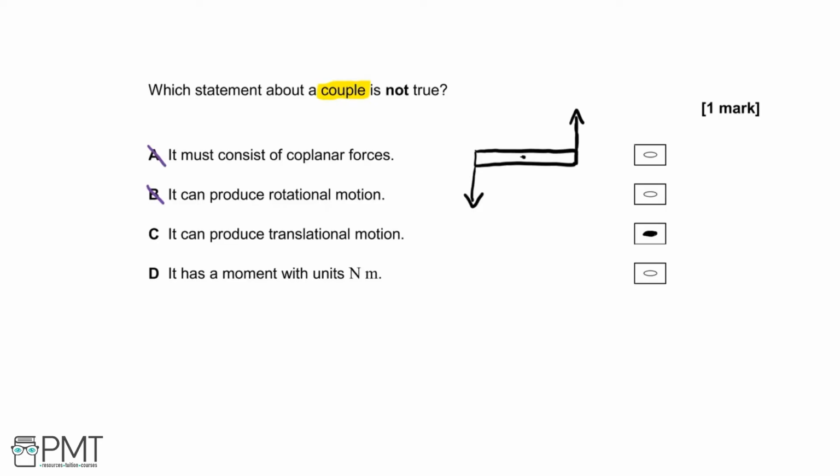Just a quick note on why the answer is not going to be D. Well, the torque of a couple is equal to the size of one of the forces multiplied by the distance between them. And if we're multiplying forces by distances, then we've got a value in newtons multiplied by a value in meters. So the unit will be Newton meters. So D is incorrect.